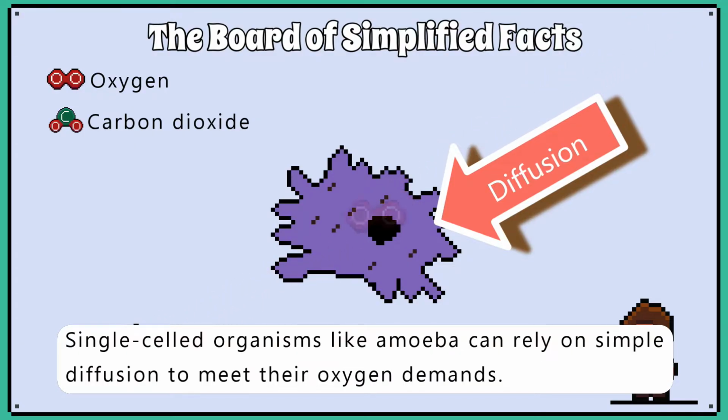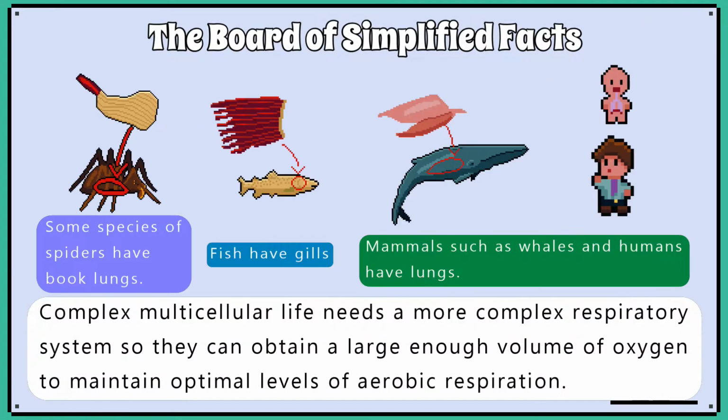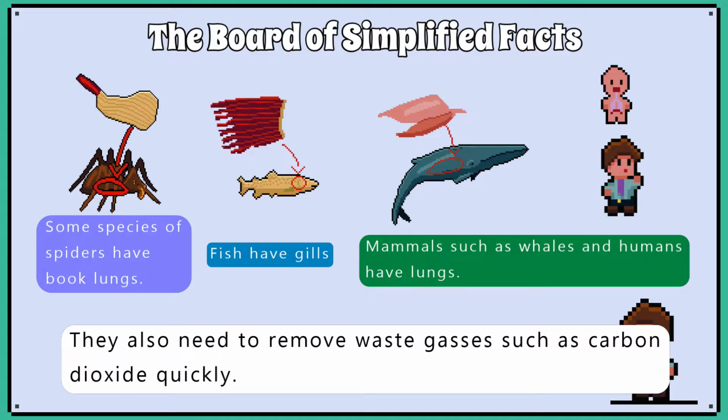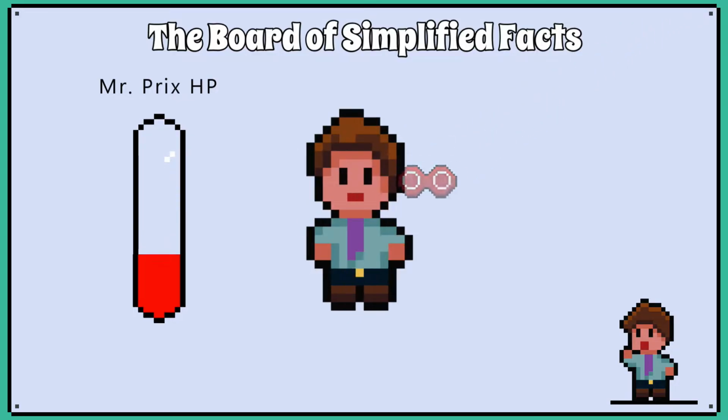Single-celled organisms, like amoeba, can rely on simple diffusion to meet their oxygen demands. The oxygen doesn't need to travel far to reach every part of the amoeba. Complex multicellular life needs a more complex respiratory system, so they can obtain a large enough volume of oxygen to maintain optimal levels of aerobic respiration. They also need to remove waste gases such as carbon dioxide quickly. Simple diffusion of oxygen through the human skin would result in death.